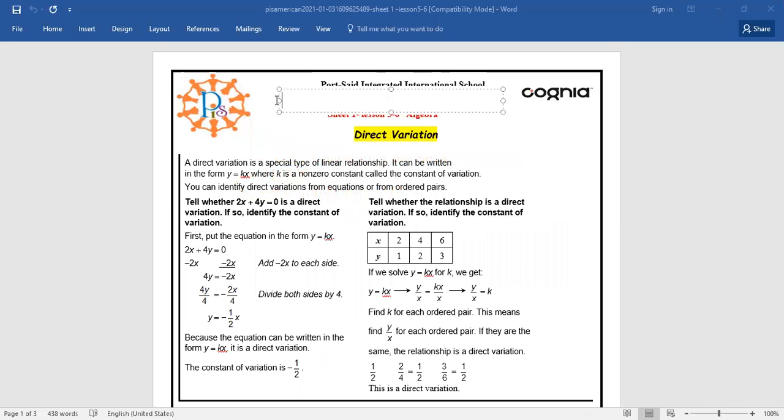Okay. Let me write a question for you, and you will tell me if this one is a direct variation or not. 3x minus 4y equals 12. Is this equation a direct variation or not?